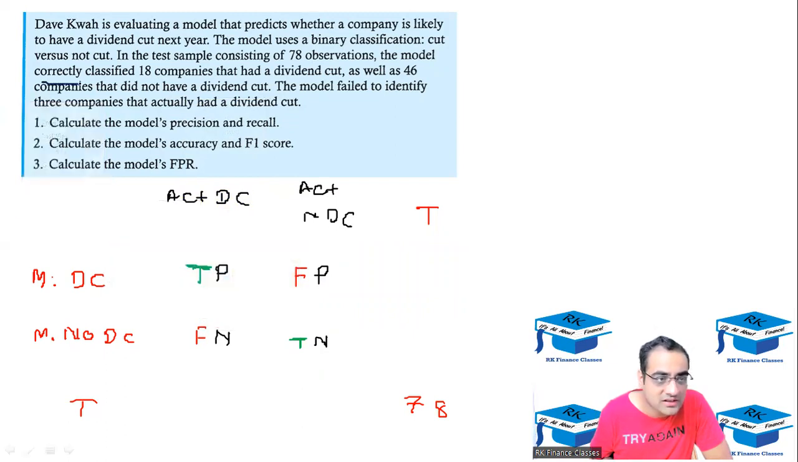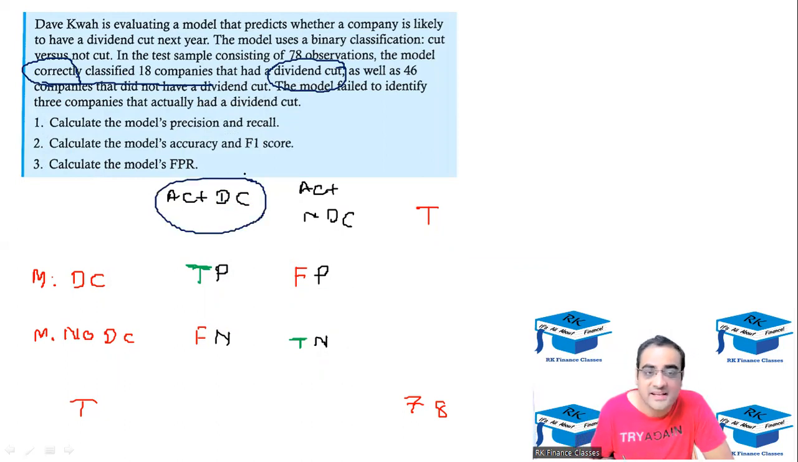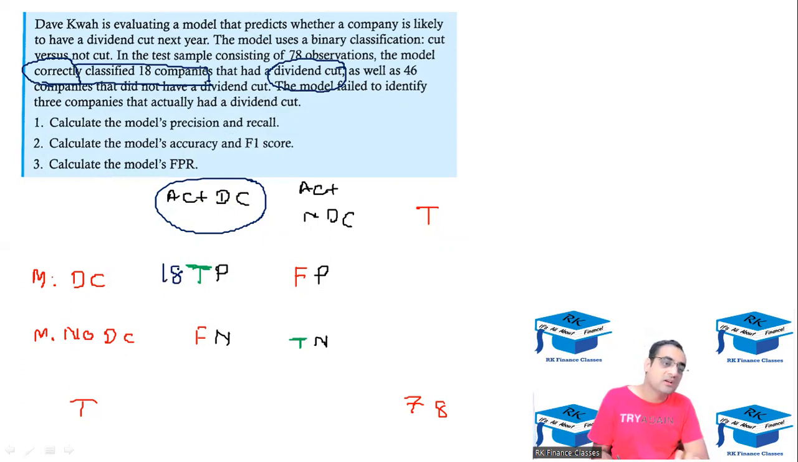So the model correctly classified 18 companies. Correctly means it will be true, the true positive or true negative. Correctly classified 18 companies that had a dividend cut, meaning those whose dividend cut actually happened. So 18 companies were correctly identified. So this true positive is going to be 18 over here, because the model has correctly identified 18 companies which actually had a dividend cut.